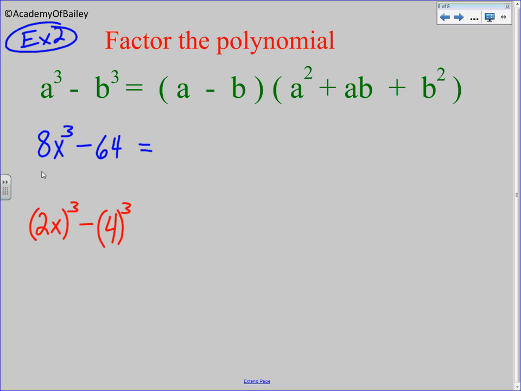And so now that you've identified that those are perfect cubes, a is equal to 2x and b is equal to 4. And let's start off. Since this is a minus sign, the first parentheses will get a minus sign. And then you'll say a minus b.